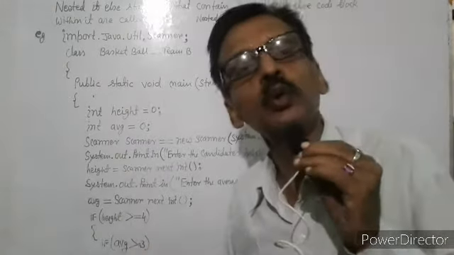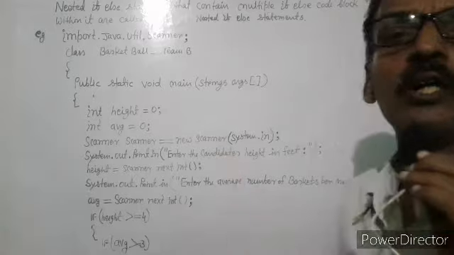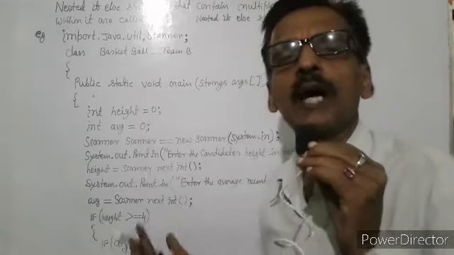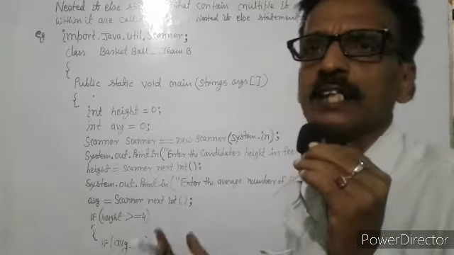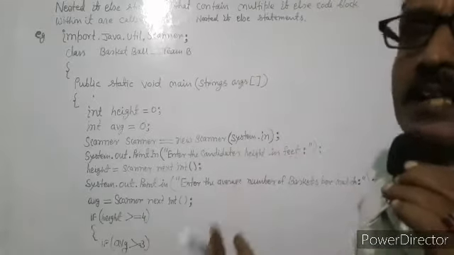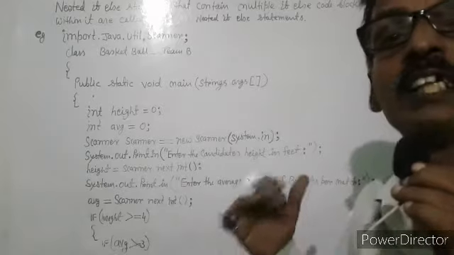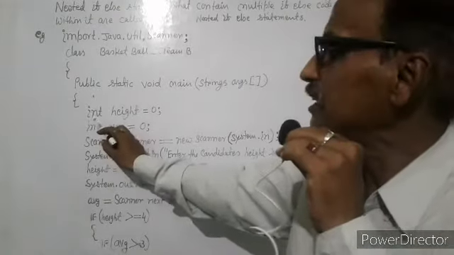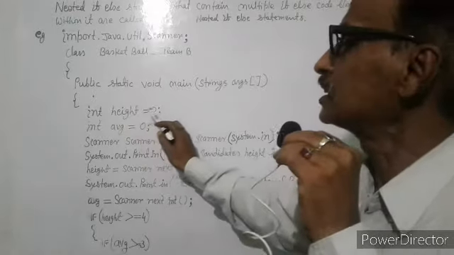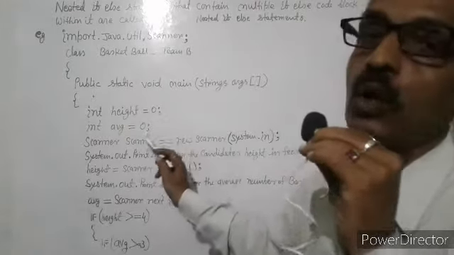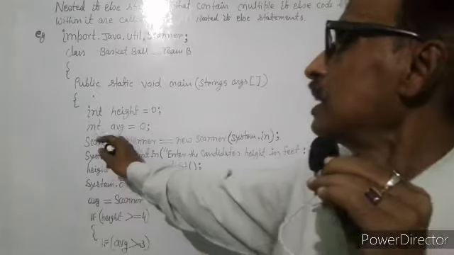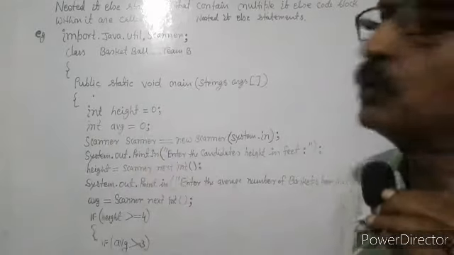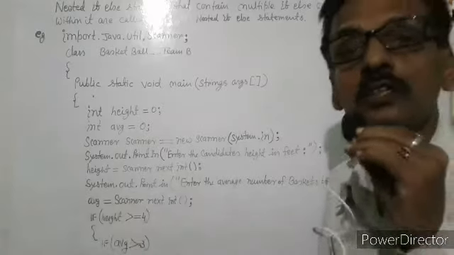Now there are two values here, one for height and another for average. So we can take both height and average as integers. We initialize them here: int height = 0. The initial value of height is 0. int avg = 0. So the initial value of average is 0.